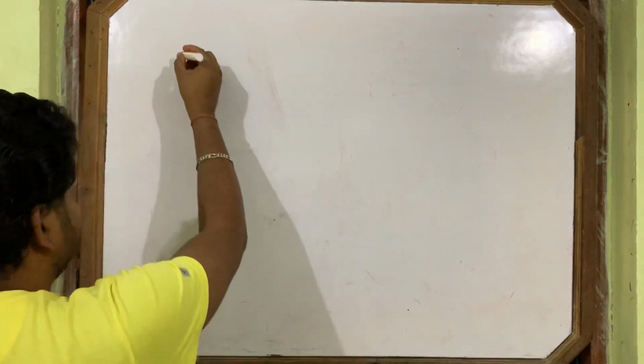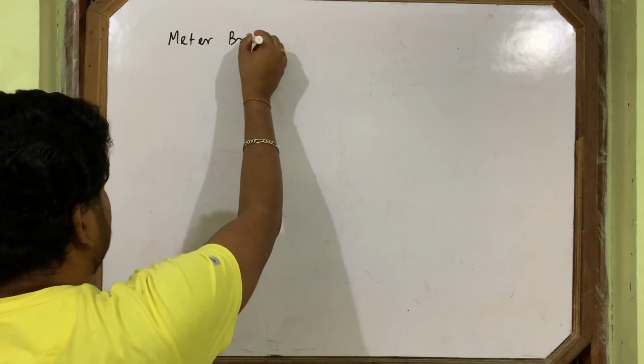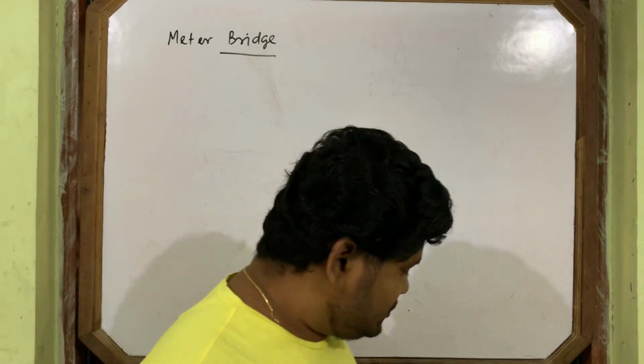So this is an important part for the board examination. This question always comes in the exam. Meter bridge. So now we discuss the meter bridge. What is this? This is a device. In physics there are many devices. Some devices we have discussed already. So this is a device which you will see in your practical lab.